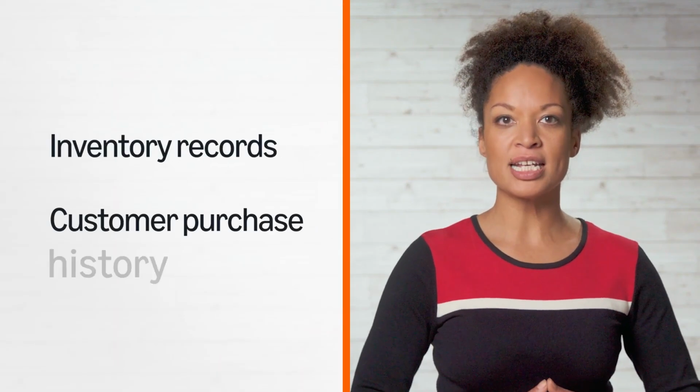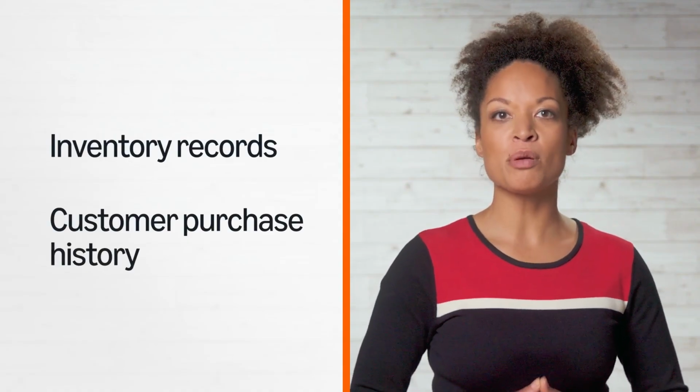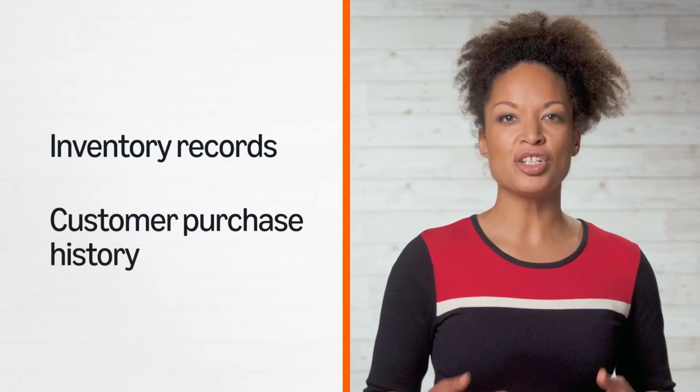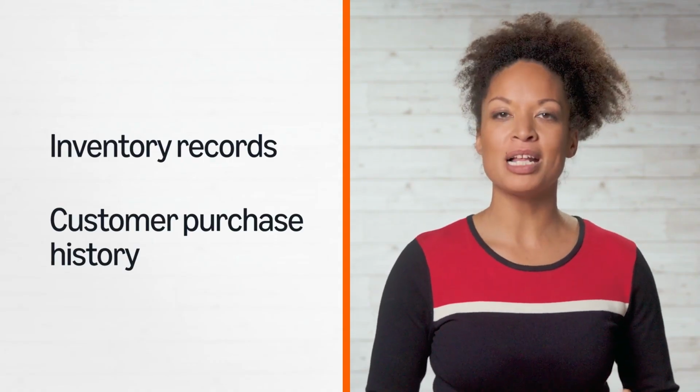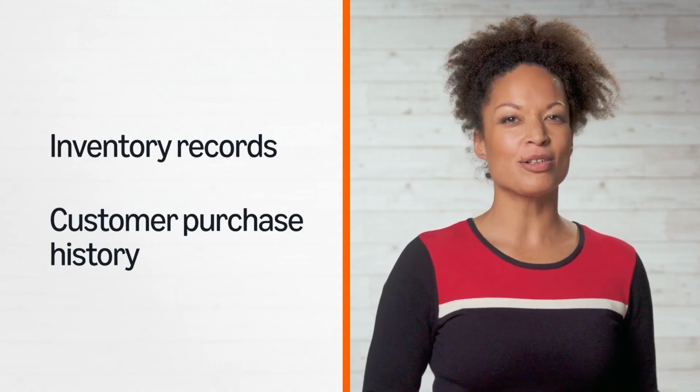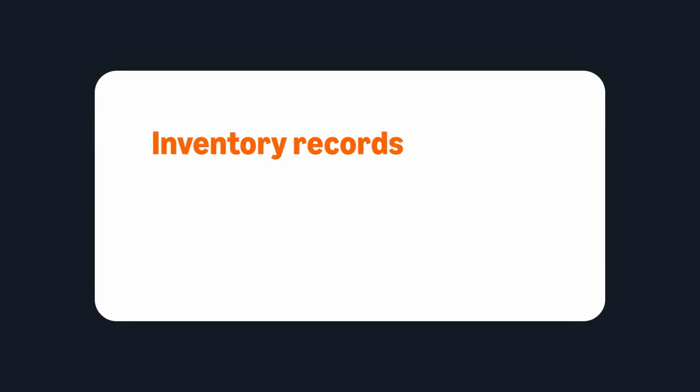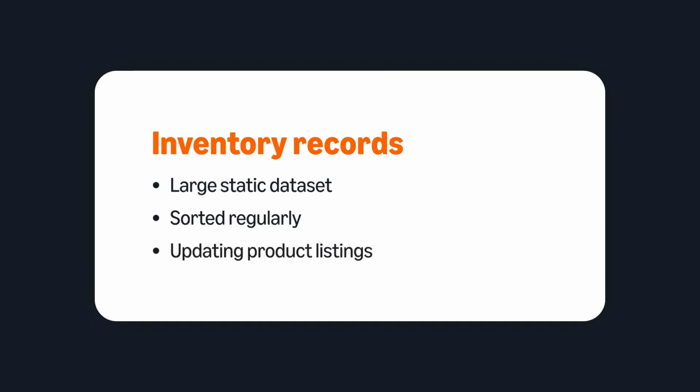The bulk of their data is inventory records and customer purchase history, so perhaps each dataset's unique aspects will help them decide. Let's take a closer look. Take Click and Buy's inventory records, for example. These large static datasets don't change frequently, but must be sorted regularly to keep the platform running smoothly. This data is critical for updating product listings, managing stock levels, and ensuring products appear in the correct order.